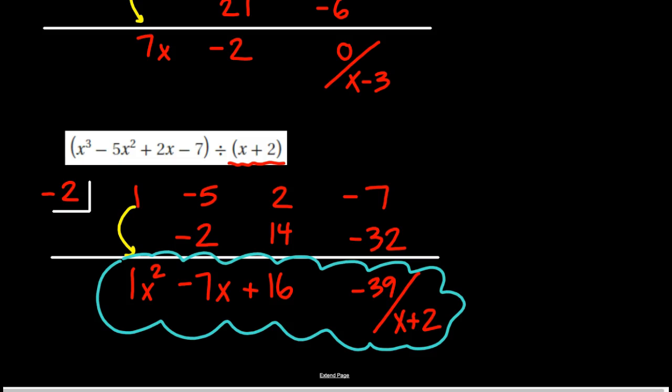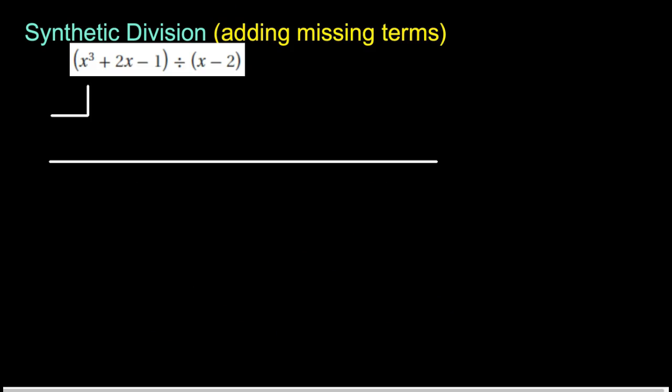Synthetic division. Are we good? Moving on. One more. Let's do one where we have to add some zeros. Now we got some missing zeros. We're taking a cubic trinomial, so it's missing a quadratic term, dividing by a linear again.